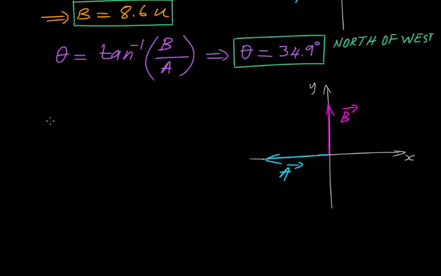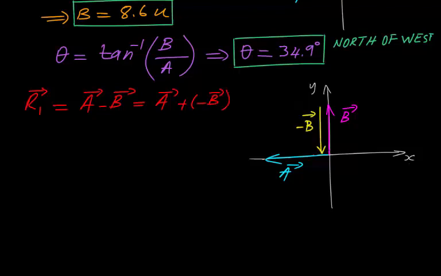Let's call that difference vector R1. R1 is going to equal A minus B. We've been through this before. The difference is the same as the sum of A plus negative B. So I'm going to deal with the negative B vector here, okay? Let me show you what the negative B vector is. It's this one in yellow. All you need to do is reverse the direction of vector B.